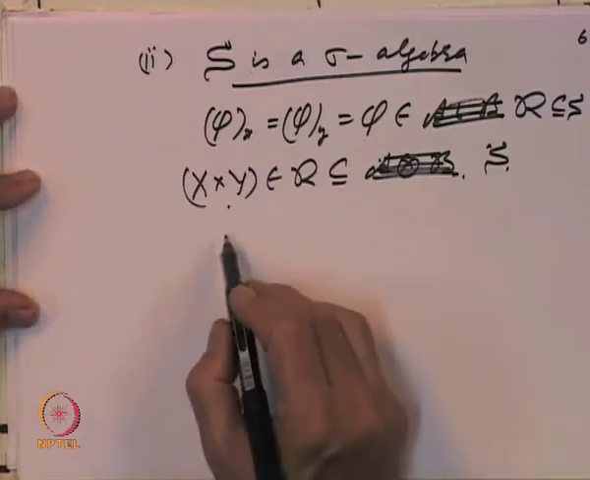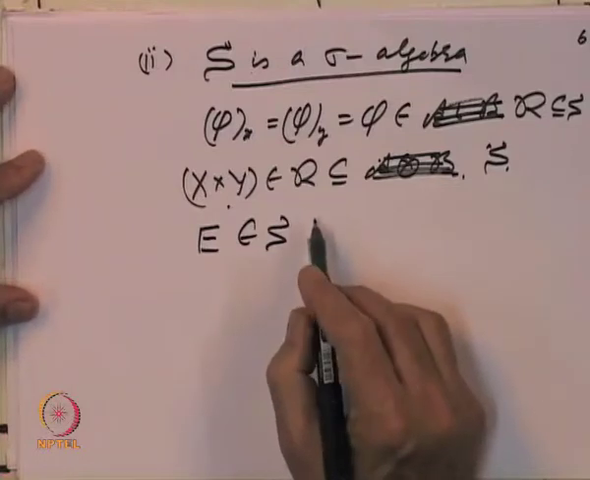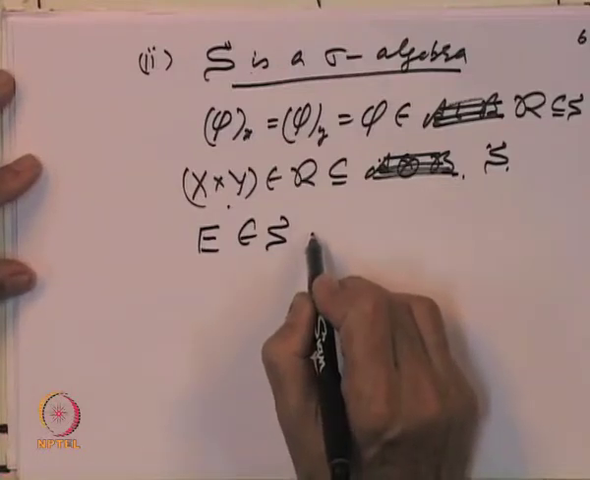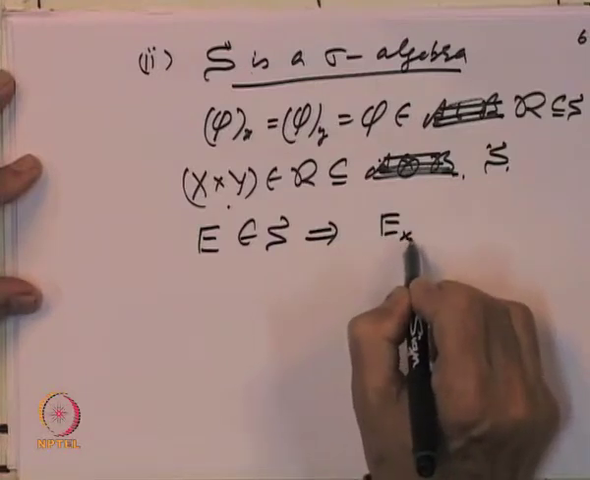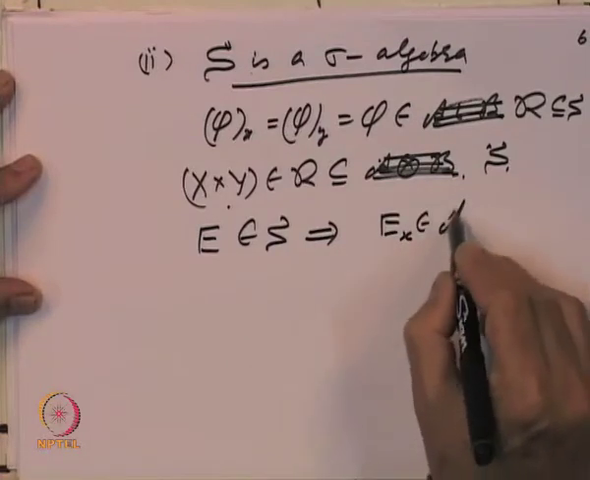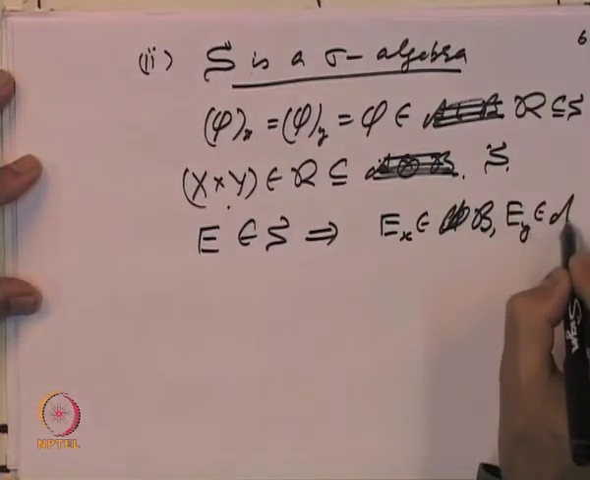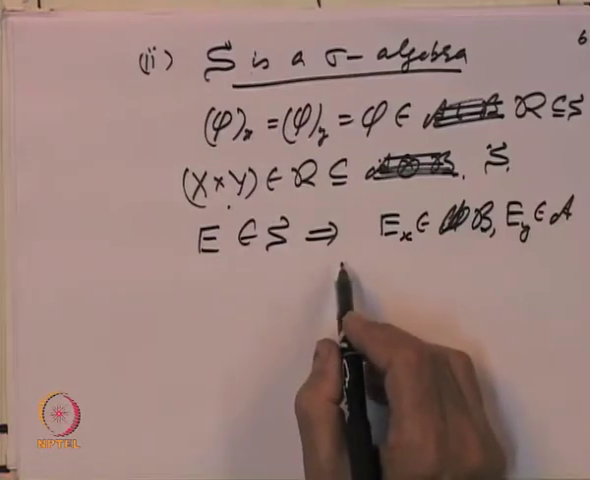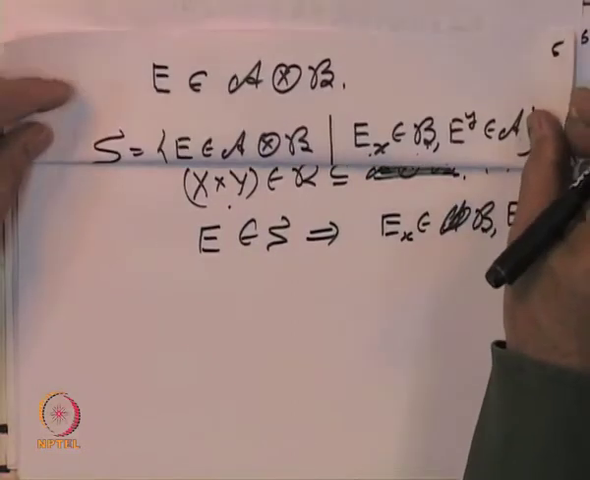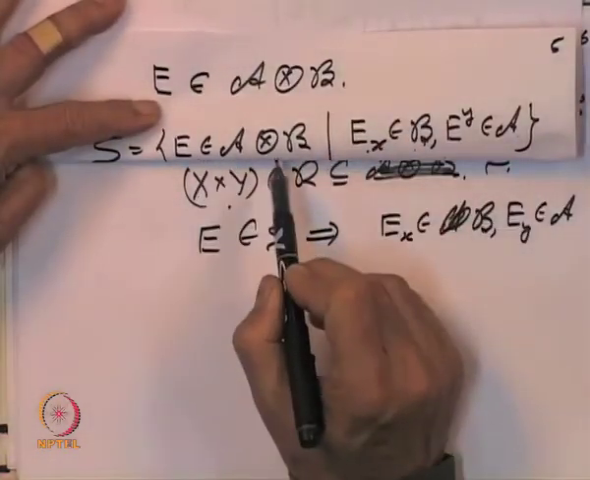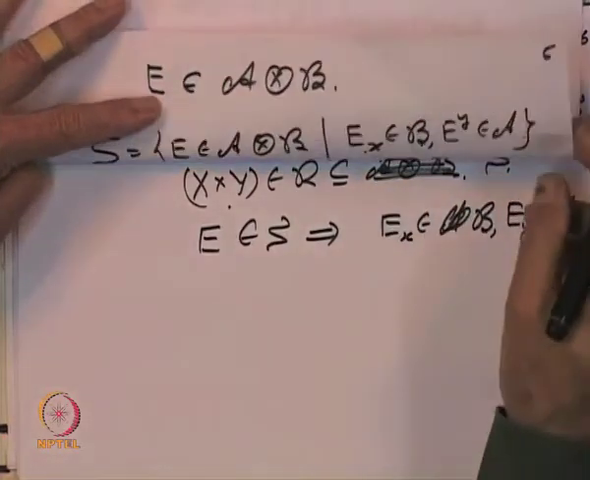The next property: let us take a set E belonging to S and show that its complement also belongs to it. E belongs to S implies the sections E_x belongs to B and E_y belongs to A. That is the definition of S. So, let us just recall: what was the definition of the set S? It is all subsets of X cross Y such that E_x belongs to B and E_y belongs to A.